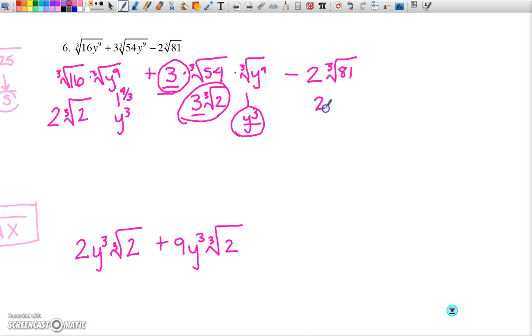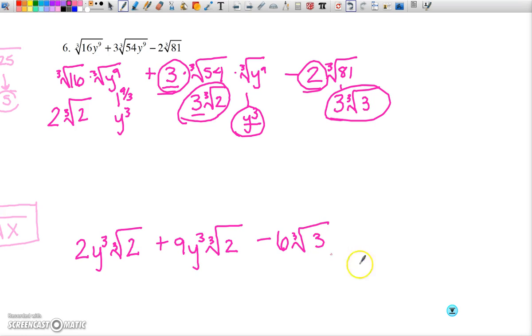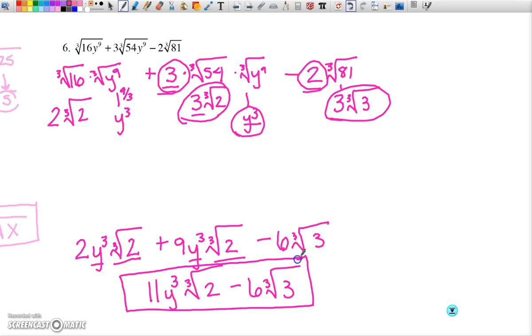All right, so that stays as a 2. And then in the calculator, I have here that the cubed root of 81 becomes 3 times the cubed root of 3. All right, so we get minus, we have 2, and then the 2 and the 3 are outside, multiply them, cubed root of 3. Okay, now looking at your answers here, look at your cubed root of 2, cubed root of 2. It has a y cubed and a y cubed, so we can add those together. 11y cubed times the cubed root of 2 minus 6 times the cubed root of 3, and that is your answer.